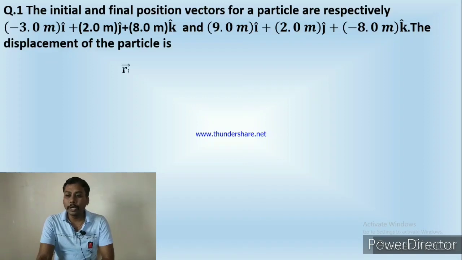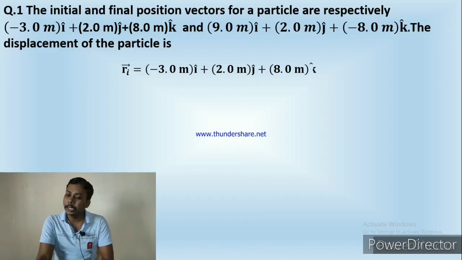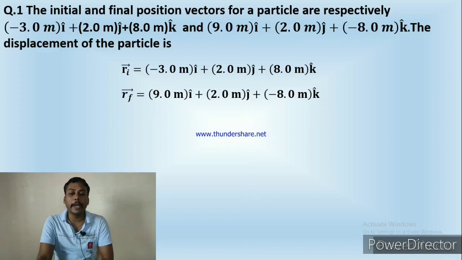So let's see. For initial, take suffix i, and position vector is denoted by R with a vector bar. So Ri bar, the initial position vector, is given as minus 3.0 meter i cap plus 2.0 meter j cap plus 8.0 meter k cap. Now final position vector is Rf bar, which is equal to 9.0 meter i cap plus 2.0 meter j cap plus in bracket minus 8.0 meter k cap.